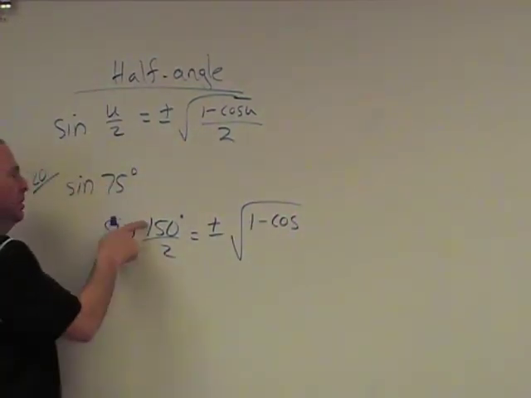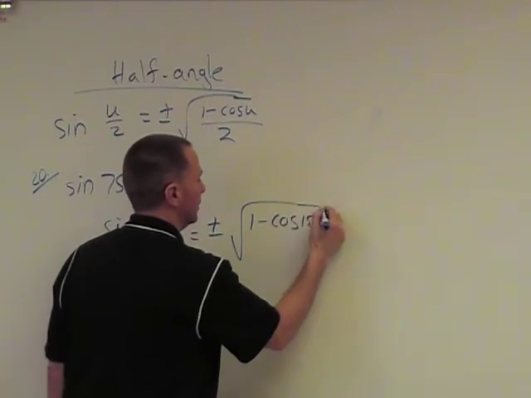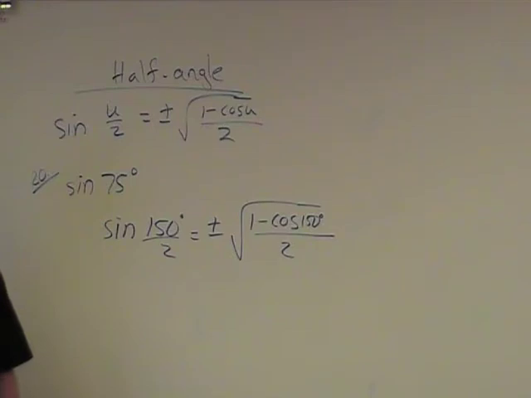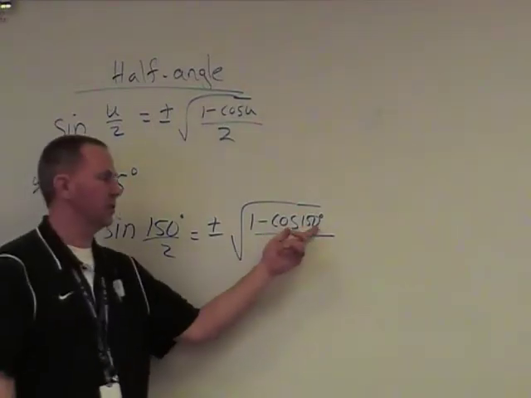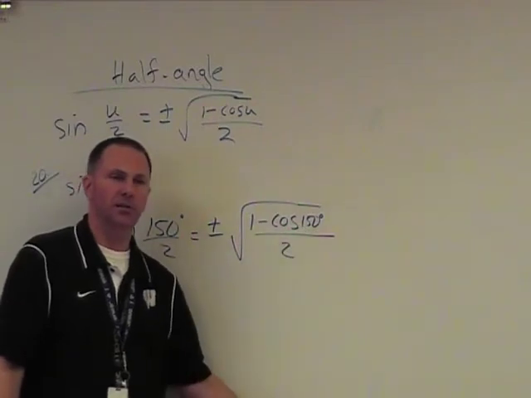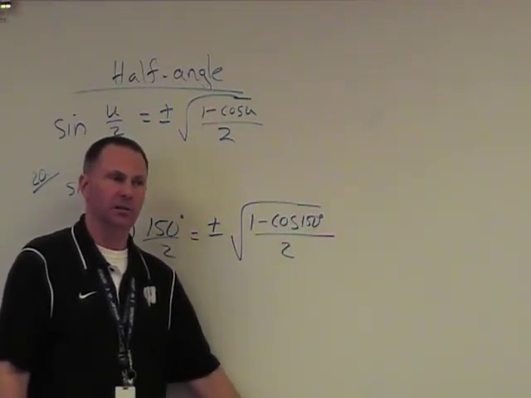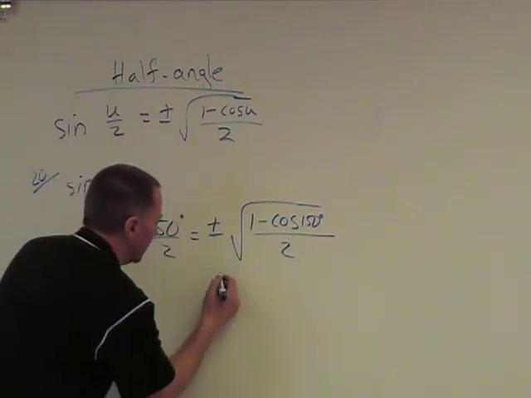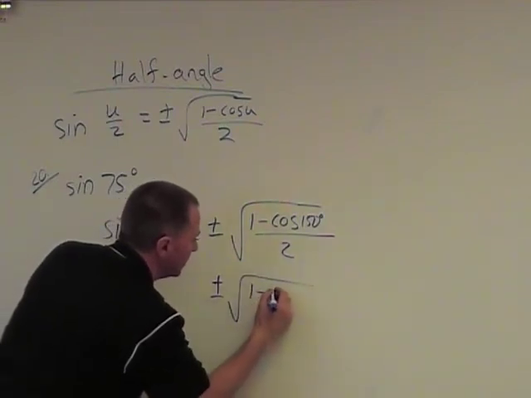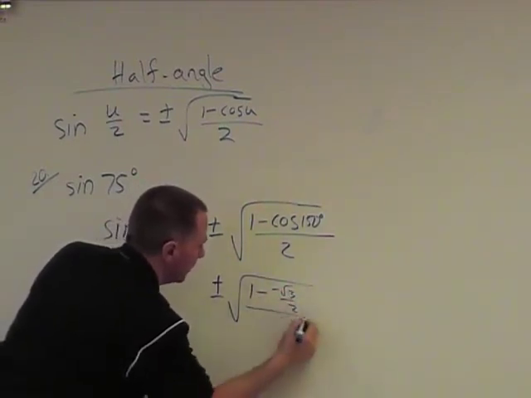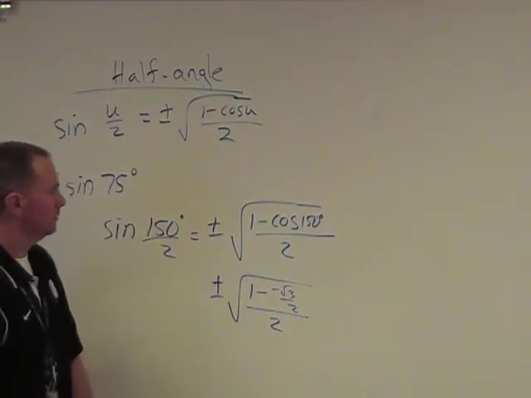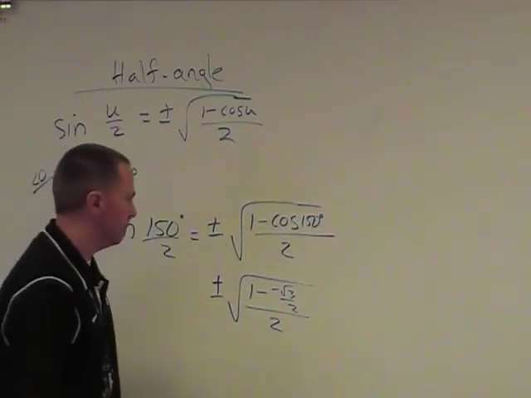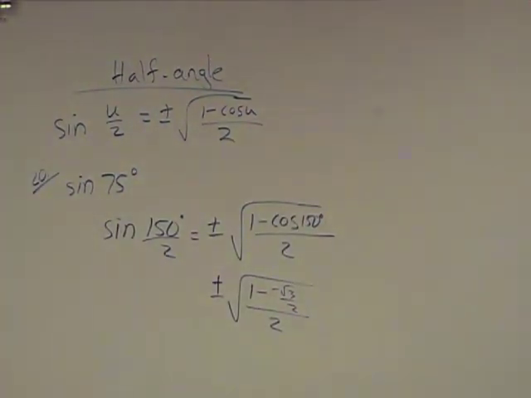What did we say u was? 150 degrees. You got your unit circle information stuck in your brain. Cosine of 150. What's the cosine? What's the x value at 150 degrees? Negative radical 3 over 2. Alright, so now we have plus or minus the square root of 1 minus negative radical 3 over 2, all over 2. Okay? And then you just have to do that calculation.